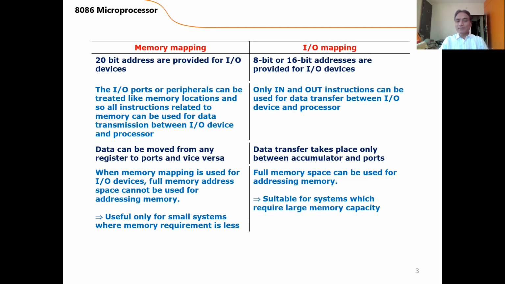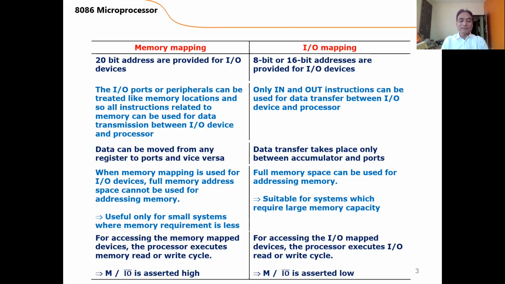Whereas for IO mapping, the full memory space can be used for addressing memory. Full memory space means whatever locations we have, all locations can be utilized for IO data transfer. Memory mapping is useful only for small systems where the memory requirement is less, whereas IO mapping is suitable for systems which require high or large memory capacity. So whenever we need large memory capacity, we use IO mapping. And whenever the memory requirement is less, we use memory mapping, because here part of the memory locations are going to be reserved for routine operation.